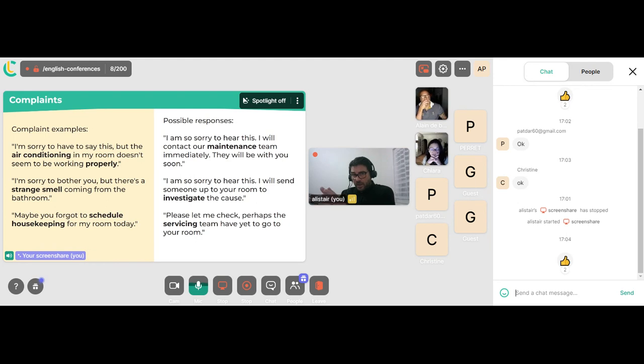So the customer in the third complaint is giving you, or the employee, the opportunity to explain that there may be a reason for the fact that their room has not been serviced. And the employee has bought some time by saying, please let me check. Perhaps the servicing team have yet to go to your room. There could be many reasons why their room wasn't serviced, and also, by asking for time in order to check, this is a good thing to do, and this is great language to help us do that.